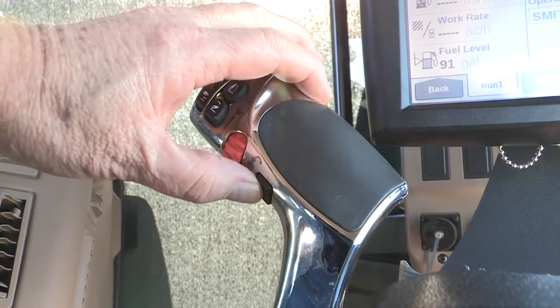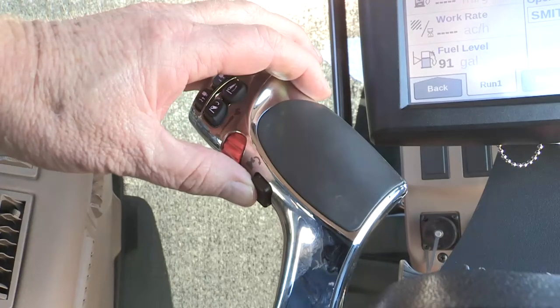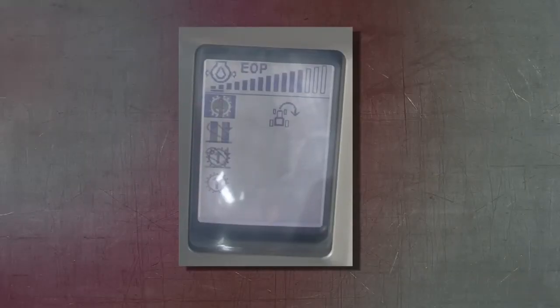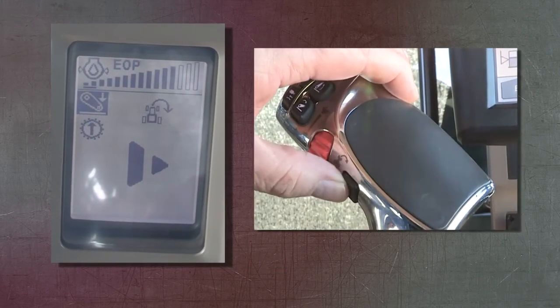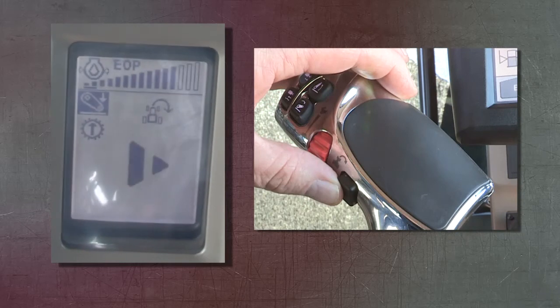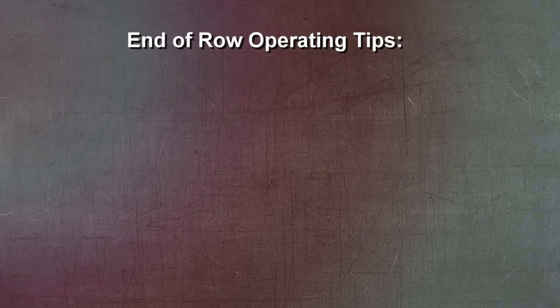With manual playback active, press the step switch on the multi-control handle to play back the recorded sequence by one step. Press it again to play the next step. Take note of the following operating tips.